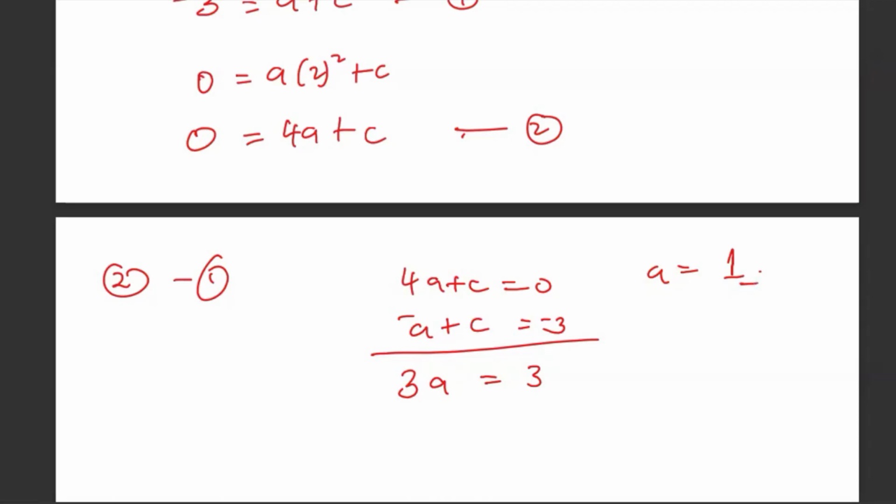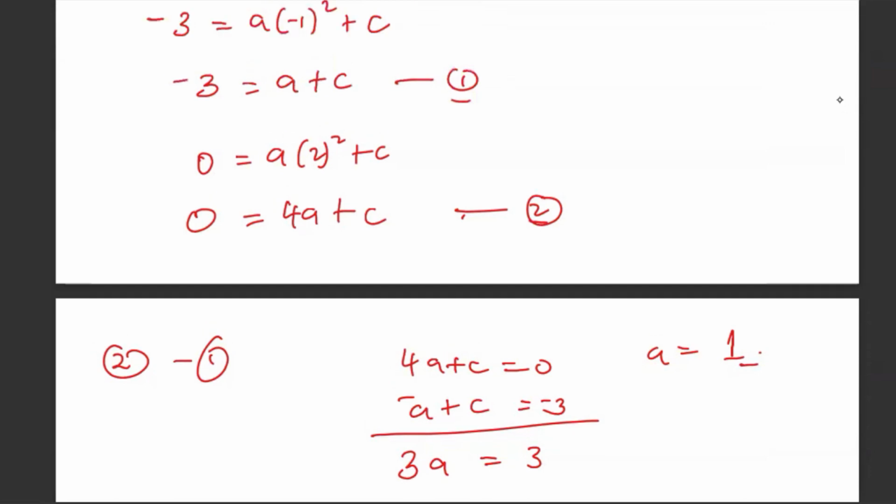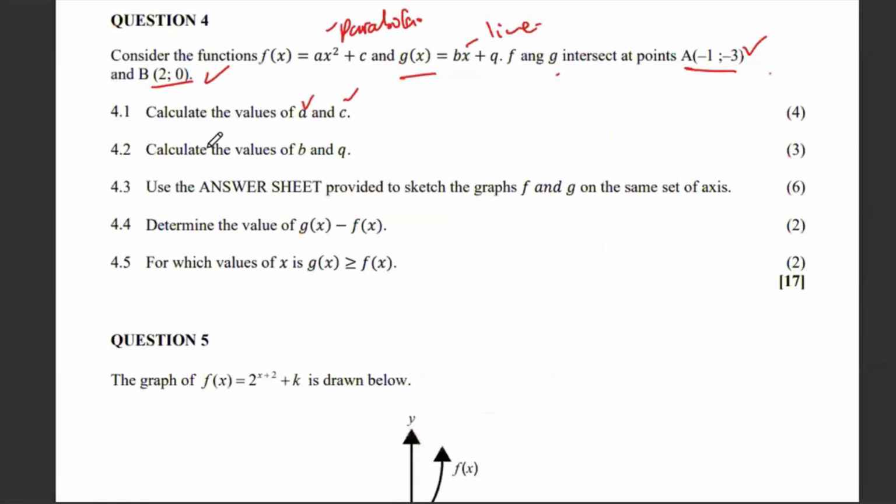Then we need to substitute this 1 either into equation 2 or the first equation for us to determine the value of c. So I'm going to use the second equation because it looks a bit simple. So that's going to be 4 into 1 plus c is 0, meaning that our c is -4. Okay, so we've answered just the first part of the question.